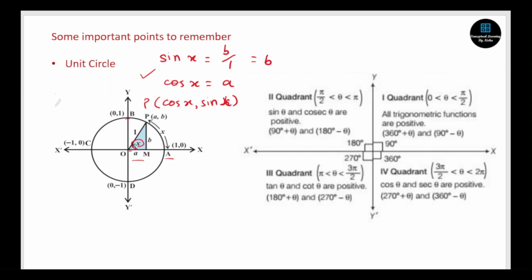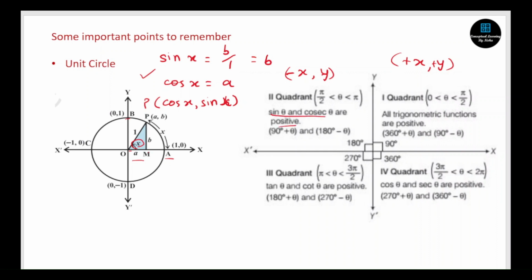Okay. Now you already know the coordinate geometry. In the first quadrant, both x and y are positive. So in the first quadrant, cos is positive, sine is also positive. So all trigonometric ratios are positive. Then second quadrant, I know that x is negative, y is positive. So here if I consider sine and cos, cos is negative and sine is positive. So sine and cosec theta are positive.